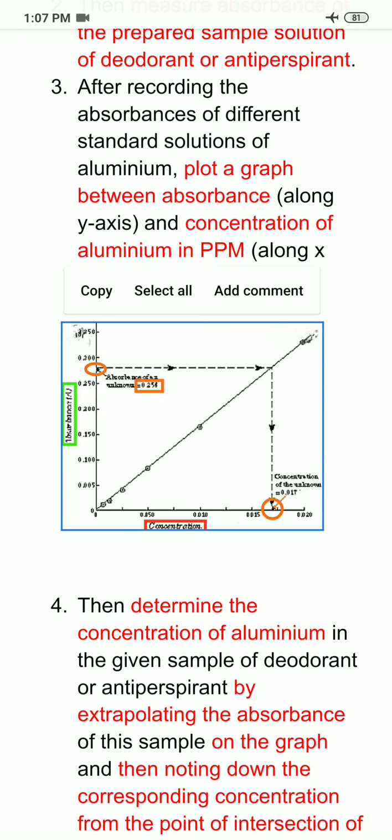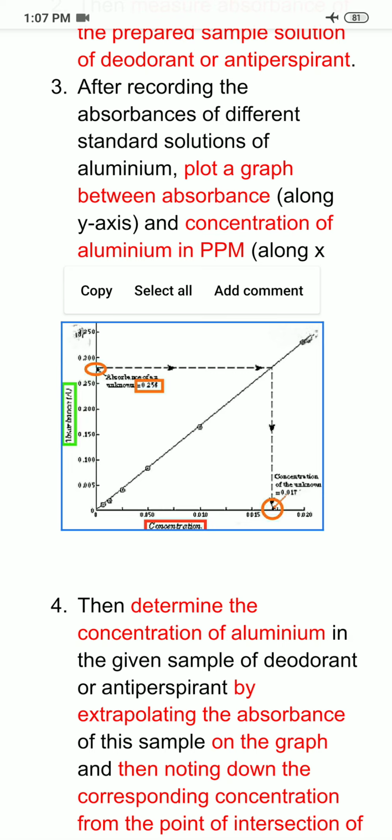You can see in this graph, along the y-axis I have represented absorbance. The text is a little bit blurred, but I have marked it in a green rectangle. So in the green rectangle, absorbance is there along the y-axis, and along the x-axis, concentration is there. Concentration you can take in any units like grams per liter, but in the case of atomic absorption spectroscopy the solutions are dilute, so we generally use concentration in ppm.